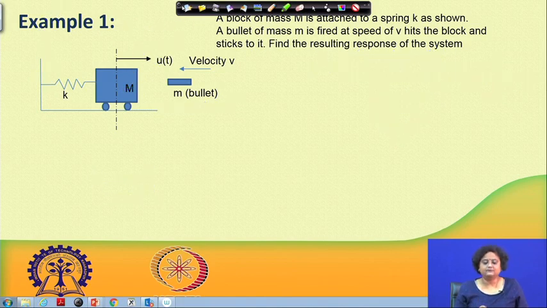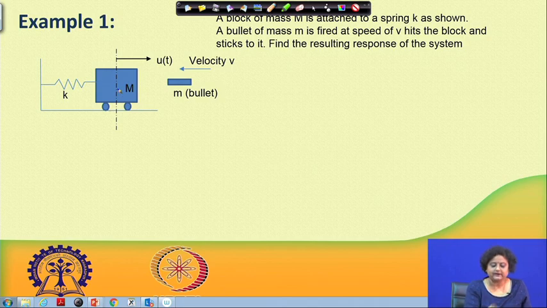Let us now solve certain problems to obtain a better understanding of the concepts that we have just now talked about. So, let us consider again a simple single degree of freedom problem, a spring mass system. The mass is capital M and the spring is k, and a bullet of mass small m and velocity v is going to hit this mass and stick to this mass.